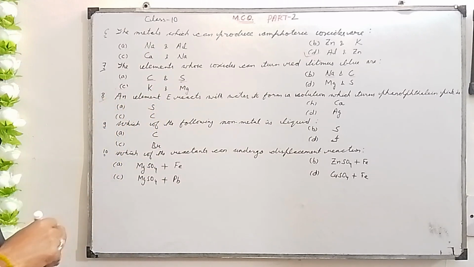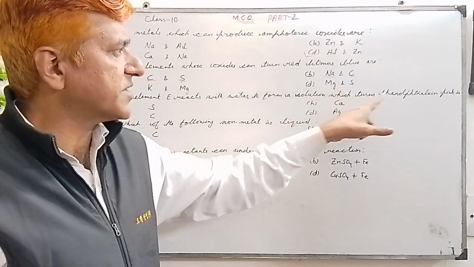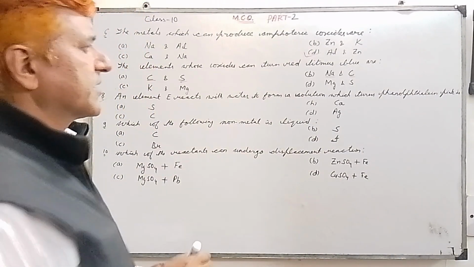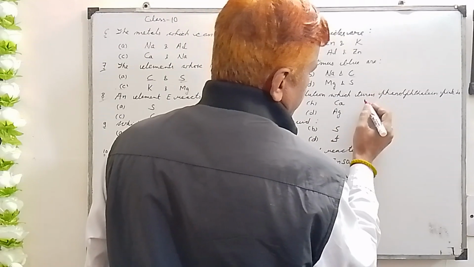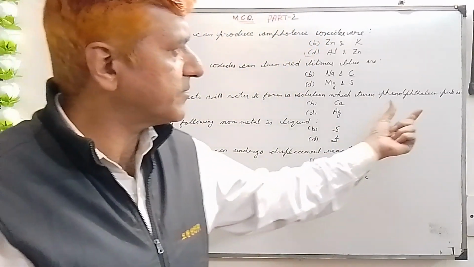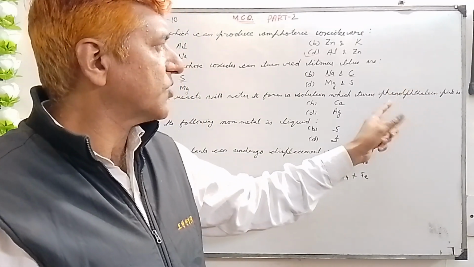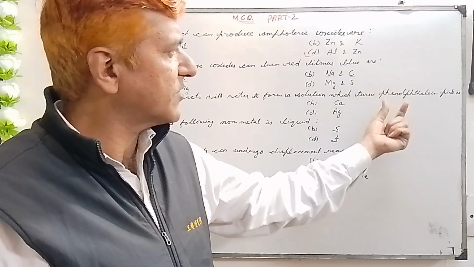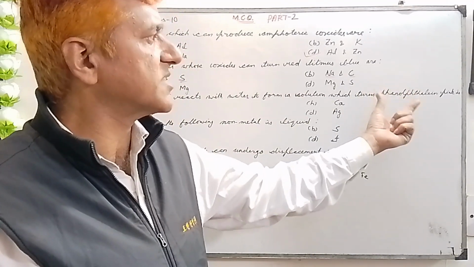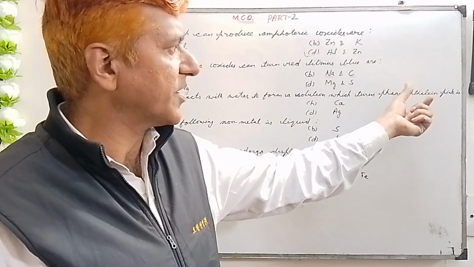Question number 8. An element E reacts with water to form a solution which turns phenolphthalein pink. So my dear students, always remember that phenolphthalein is actually an indicator. The substances which turn phenolphthalein pink are called bases. So base turns phenolphthalein pink.